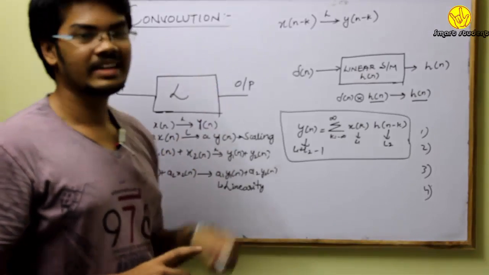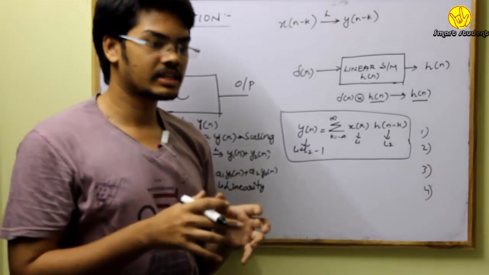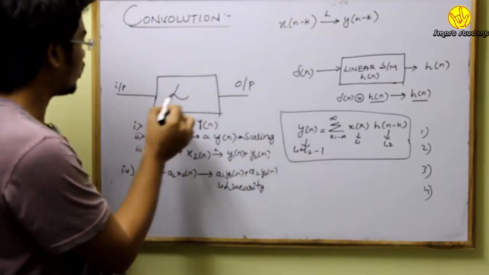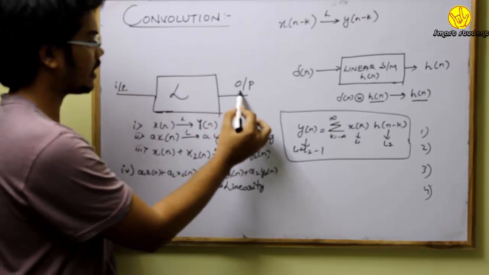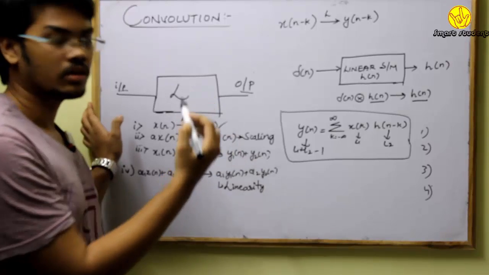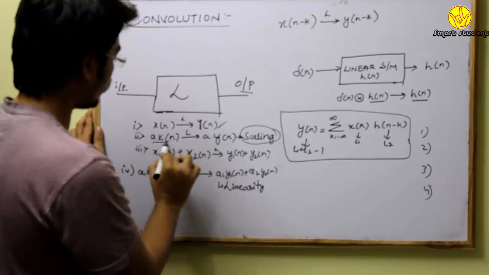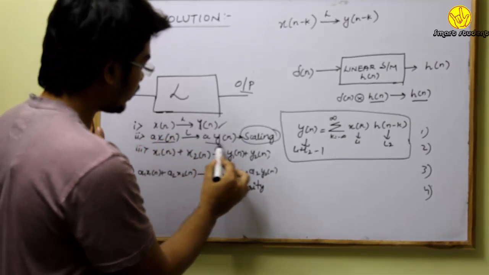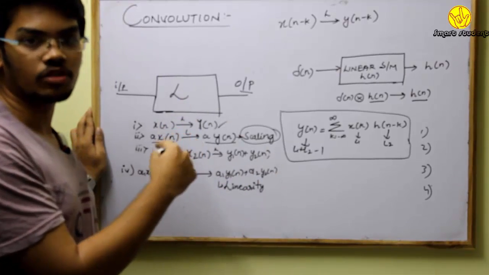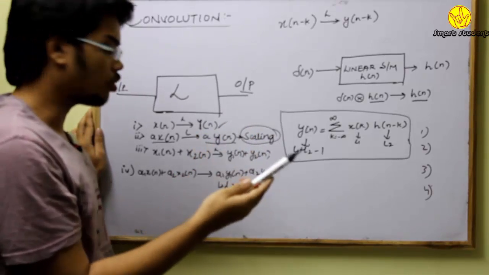What is convolution? It is a mathematical way of combining two signals to get a third signal. In DSP, the most important step is this convolution. So assume for a linear system, we are giving an input and we are getting an output. First, if the input is x of n, then the output will be y of n. Next, if the scaling property is applied, that is a into x of n is given as input, the output should be a into y of n. Next, if the summing of signals is applied at the input, that is x1 of n plus x2 of n, the output should be y1 of n plus y2 of n.